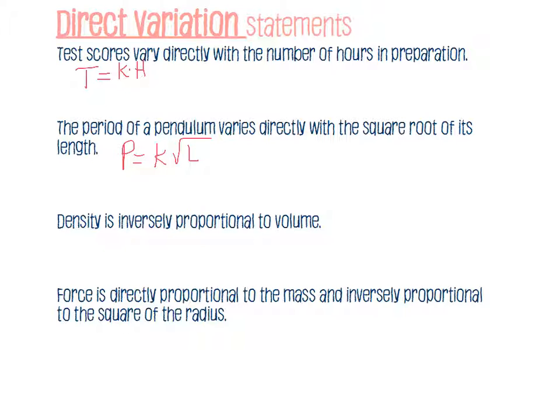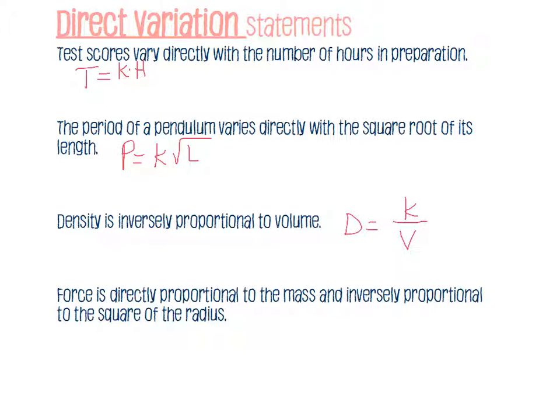This third one here, the density is inversely proportional. When you see that word inversely, that tells you to bump it to the denominator. Inversely proportional to the volume. Volume will have to be in the denominator. My constant of variation is in the numerator. I just put a K.